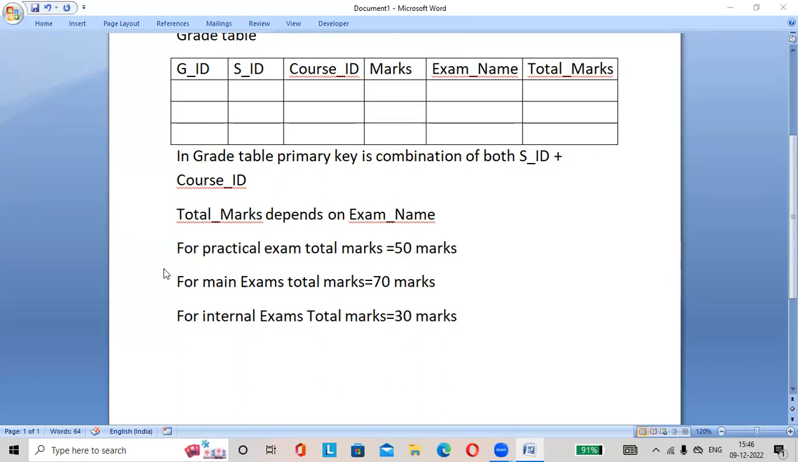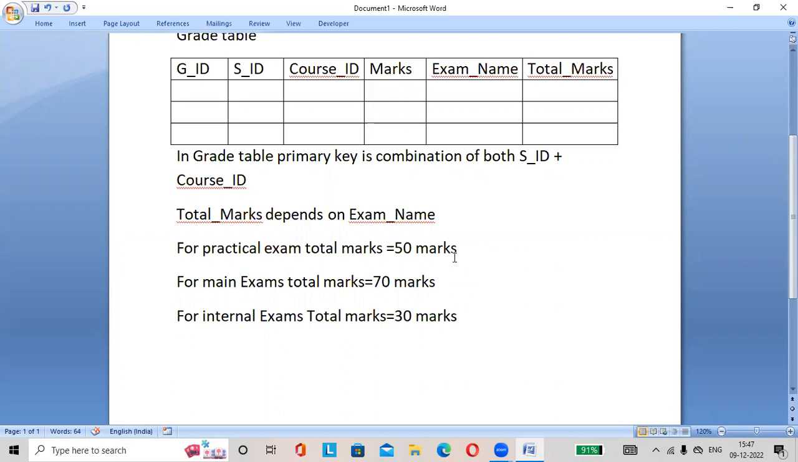Here total marks depends on exam. Yes or no? Yes, ma'am, total marks depends on exam name. In grade table, student ID and course ID is the primary key, and all the other columns depend on it. Yes or no? All the other columns in a table depend on the primary key. Is it true or false? Yes, it is true.